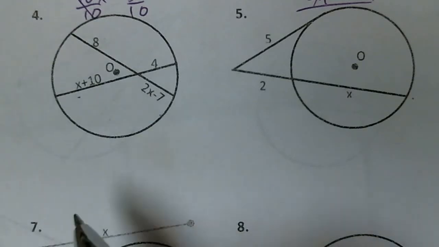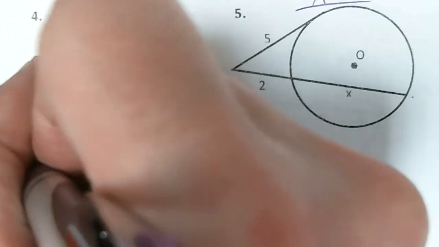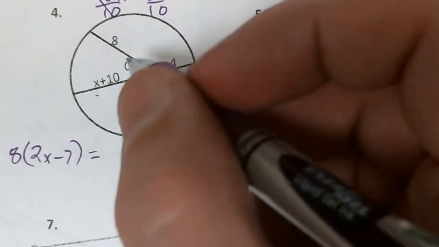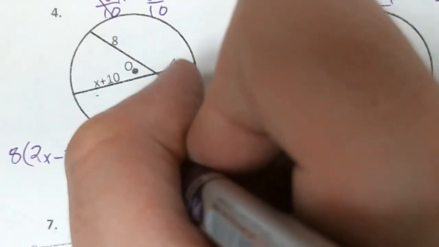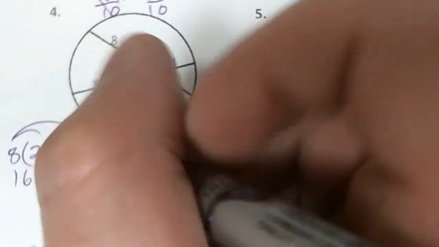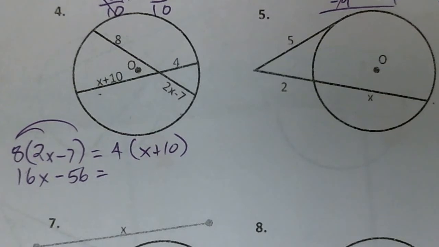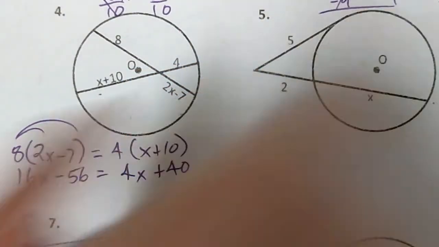This is a PP problem, right? Part times part equals part times part. Okay, so I can set up an equation. I'll start with the 8 and the 2x minus 7. So I can say 8 times 2x minus 7, part times part, equals part times part, 4 times x plus 10. Okay, let's distribute. 16x minus 56 is equal to 4x plus 40.